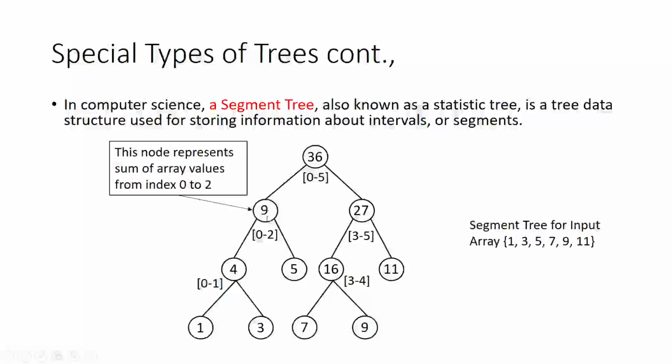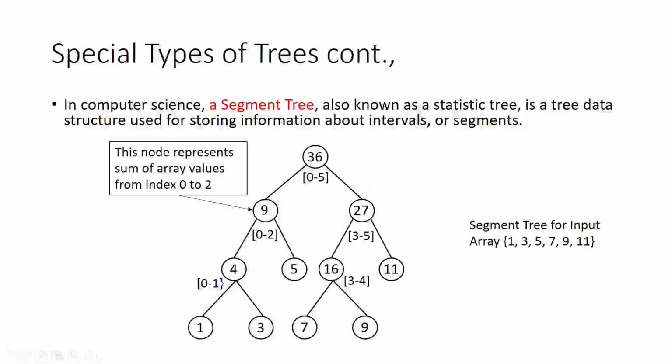Coming back to 9, we have elements 0 to 2. We take elements 0, 1 towards the left, and the second element towards the right. So 1 plus 3 is 4, and in the case of 3 to 5, elements 3 and 4 go towards the left, that is 7 plus 9 is 16, and the fifth element, 11, goes towards the right. Now for 0, 1, the 0th element goes left and the first element goes right. For 3 and 4, the third element is left and the fourth element is right.